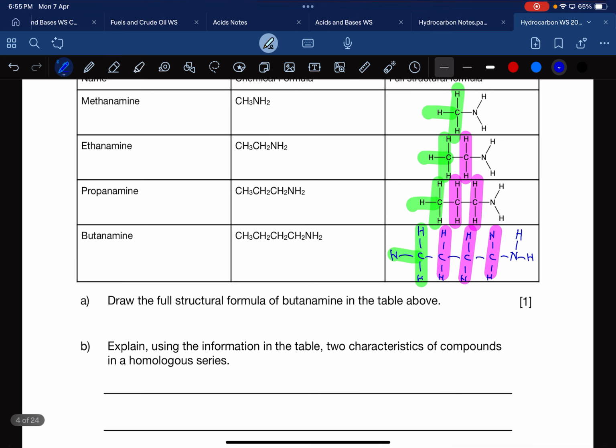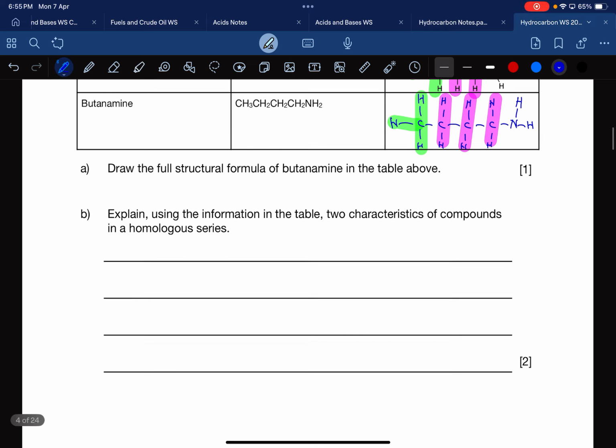Explain using the information 2 characteristics of compounds in a homologous series. Use the information. Okay, I'll try. Fast one.